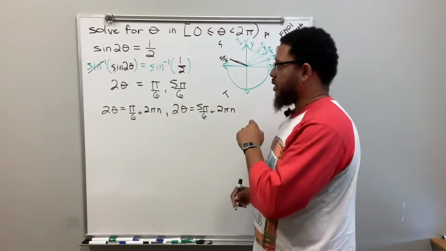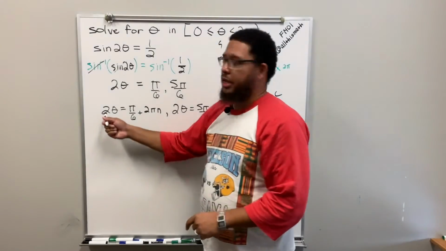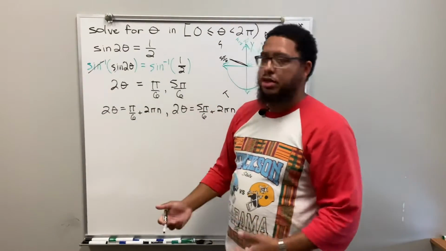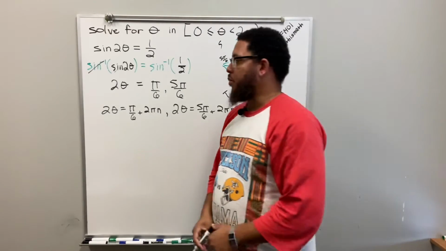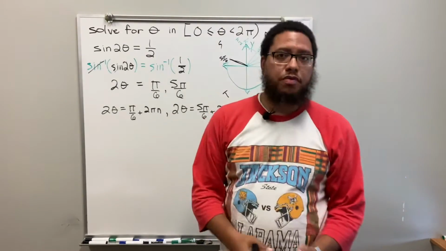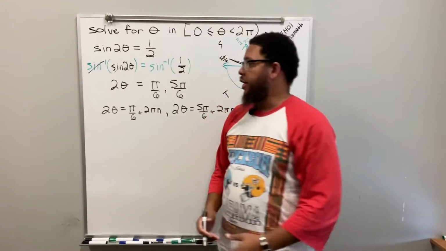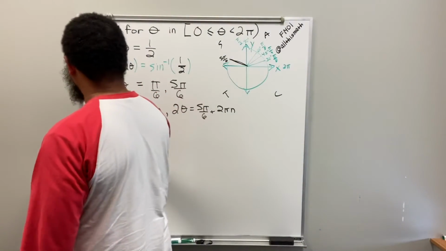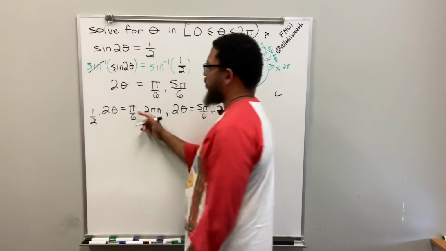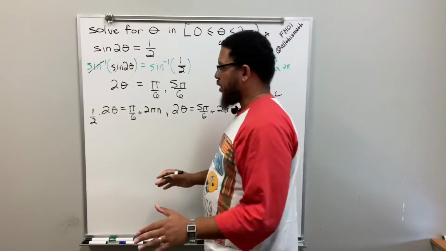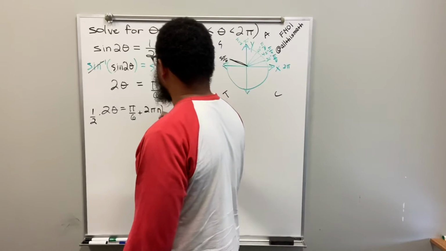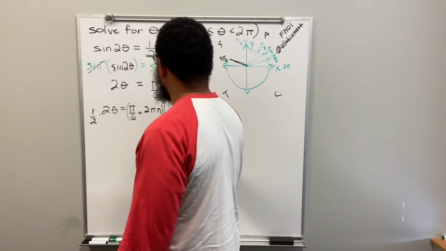So watch what happens. In order to solve for theta, I need to get rid of this 2. In order to get rid of the 2, I've got to divide by 2. I can divide by 2, or I can multiply by 1/2. Multiplying by 1/2 or dividing by 2 are really the same thing. So I'm just going to multiply by 1/2 because it makes the math easier. I don't want to have to divide a fraction by another fraction, because then things get a little crazy looking. I mean, it's easy to do, but it gets a little crazy looking. So I'm going to multiply by 1/2 over here.